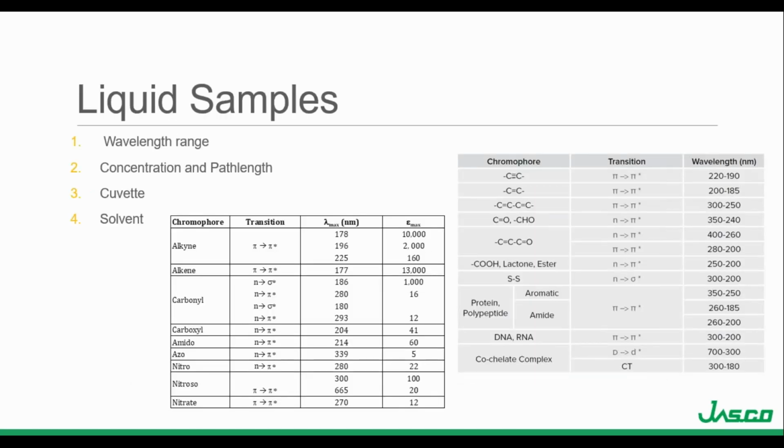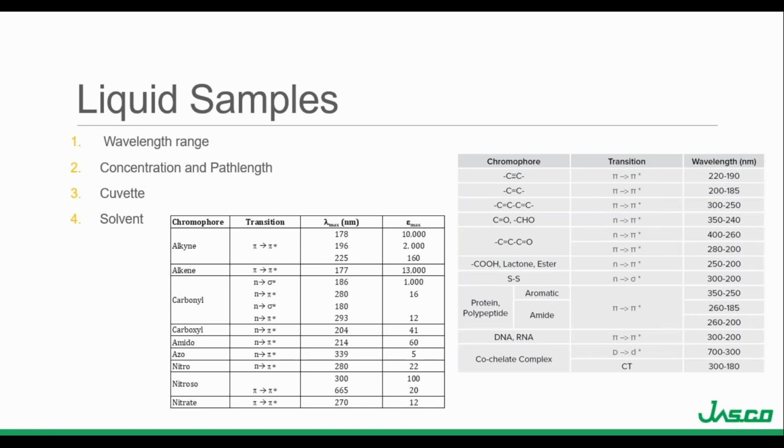There are a few things you need to think about when designing your UV-Vis experiment for liquid measurement. First, where does the chromophore absorb, or what's the wavelength range being probed? If the measurement being performed is not for quantitation, is the concentration and path length sufficient to observe a signal? Does the solvent used absorb in the same region as your sample chromophore? And is the cuvette material transparent in the wavelength range you're probing?